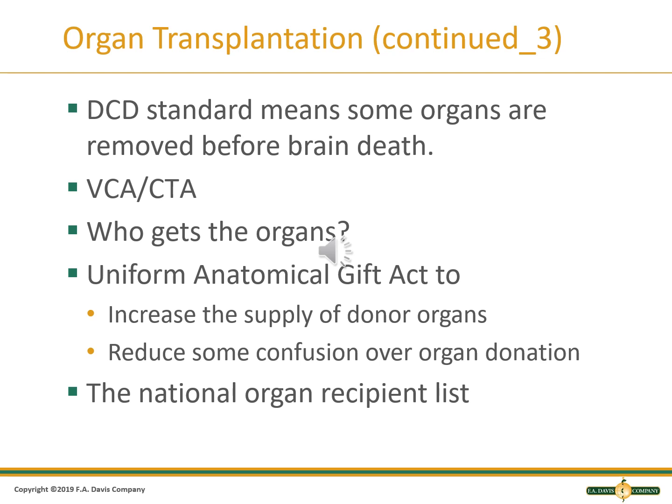When you talk about DCD, that's just a donation after cardiac death. So these organs are removed before the person is brain dead. And then VCA or CTA, that's just a category of transplantable tissues such as the skin, the blood vessels, the muscles, nerves, bone, and connective tissue.